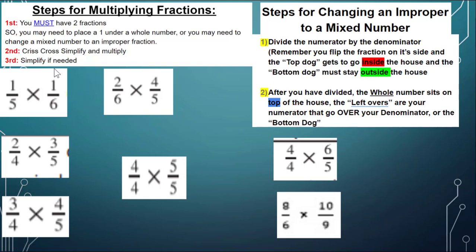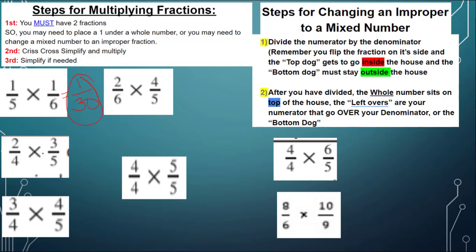Okay, so let's look at our first problem here. We have 1/5 times 1/6. Okay, so we already have two fractions. So now we can see if we can crisscross simplify. There's no simplifying needed on this one, so we can go ahead and multiply. So we have 1 times 1 equals 1. 5 times 6 equals 30. And that is already simplified, so that is my answer.